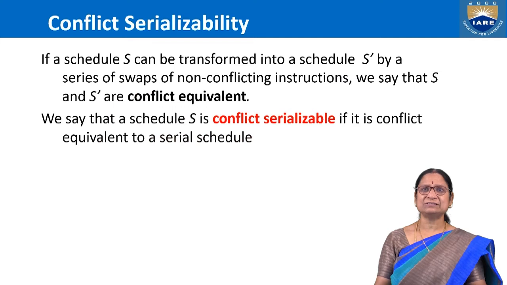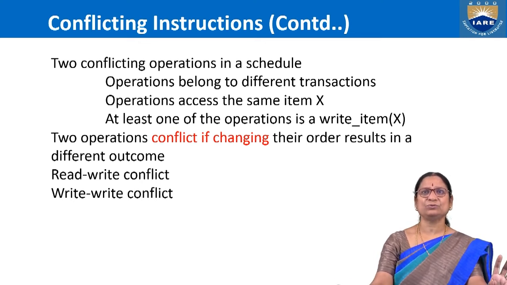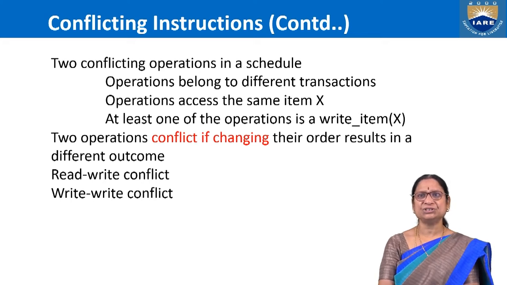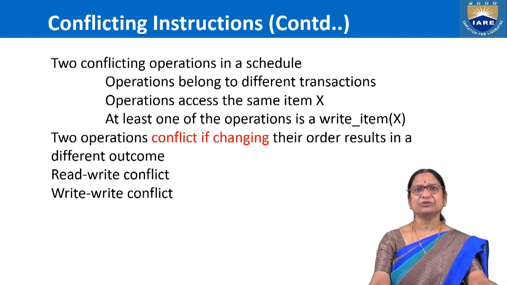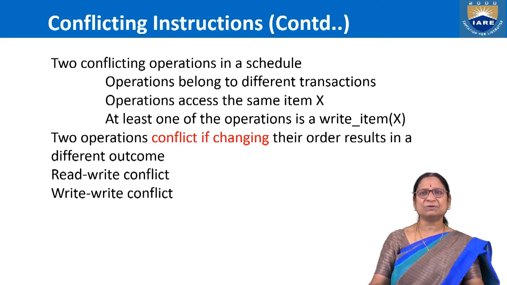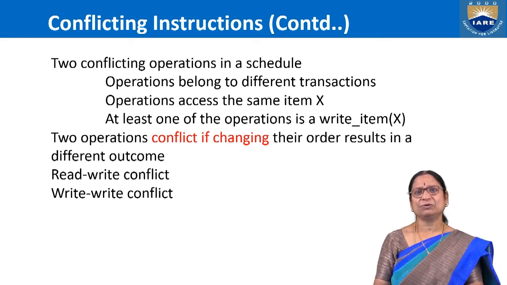Right? So, two instructions are conflict instructions if, first, both operations belong to different transactions. Second, both operations access the same data item. And the third one, at least one of the operations is a write. Then we will say those two instructions are in conflict. Two operations are in conflict if changing their order results in different outcomes. So that's why we should not interchange them, or disturb their temporal order. Those instructions' temporal order must be properly maintained. So a read-write conflict or a write-write conflict will be there.